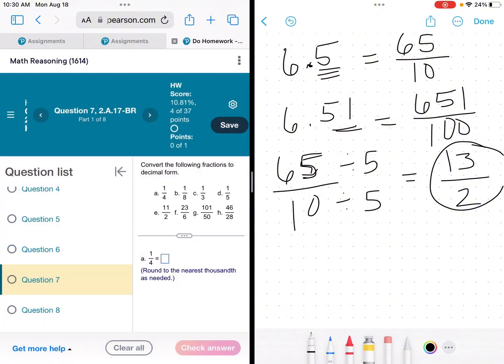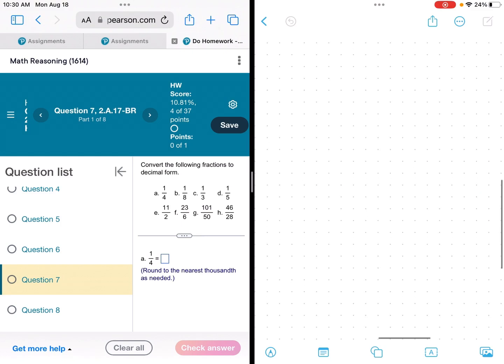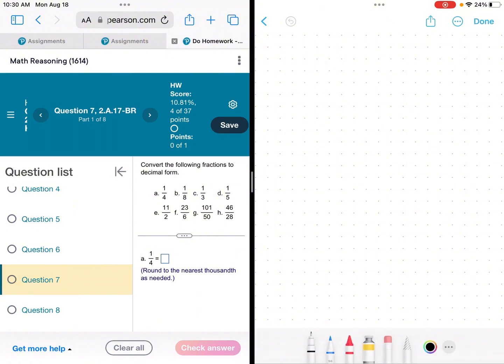Now question 7 is very simple. They want you to convert these fractions to a decimal. So like 1/4, for instance. You would just go strictly to your calculator and take 1 and divide by 4, and you should get 0.25. So that's all you're doing with these.